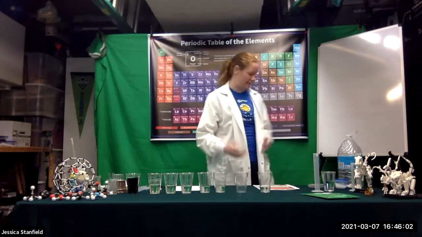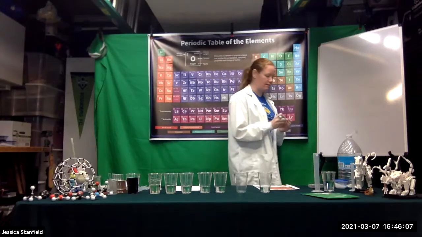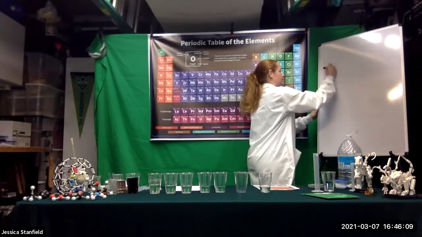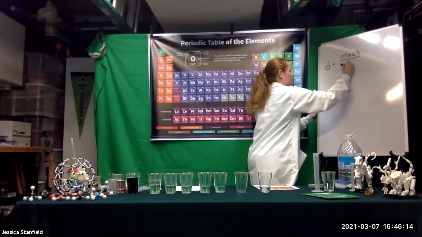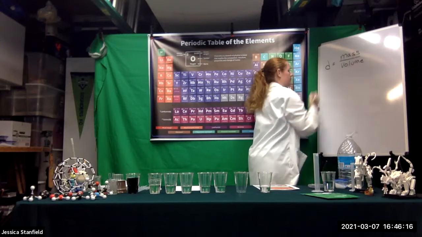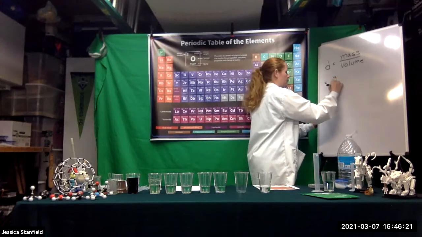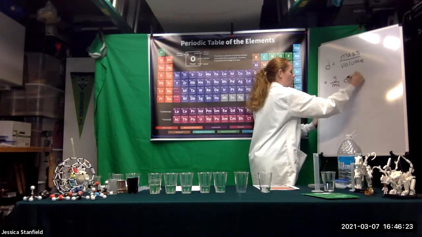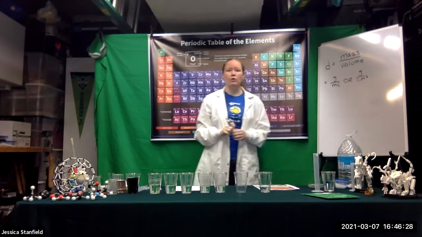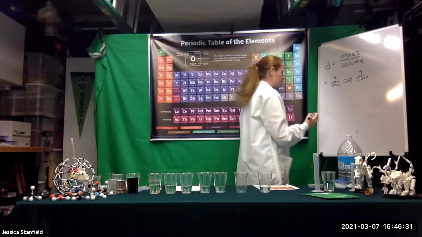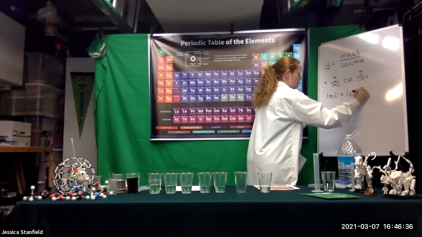So density. Density is a measure of how much mass something has per a given volume. And so density is mass over volume. Now, the typical units for density are grams per milliliter or grams per centimeter cubed. Now, these are equivalent units because 1 milliliter is equal to 1 centimeter cubed.